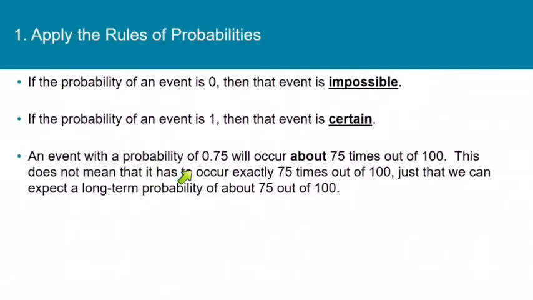An event with a probability of 0.75 will occur about 75 times out of 100. This doesn't mean that it has to occur exactly 75 times out of 100, just that we can expect a long-term probability of about 75 out of 100. So just like we saw with the coin flips, to have a probability of heads at 0.5 doesn't mean that out of 1,000 flips exactly 500 will be heads. It only means that about 500 would be heads.